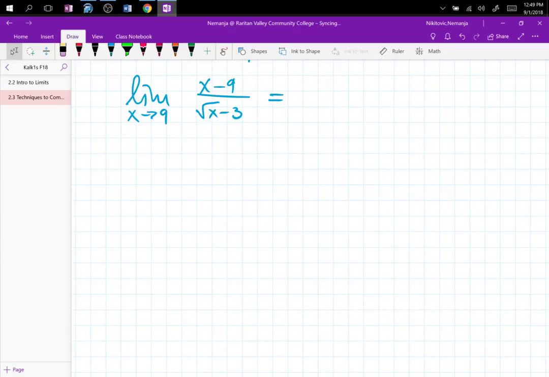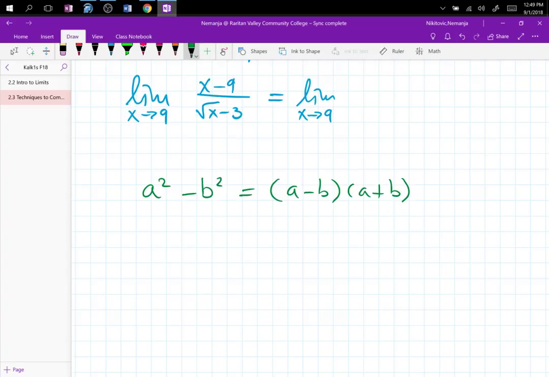Same problem. What I'm going to do is factor the numerator. Yeah, I know, I'm looking at your faces and you're going, what? And I say, yeah, this is algebra on steroids now. What do we know? We know that a squared minus b squared is a minus b, a plus b. We better know this, we're sitting in calculus.